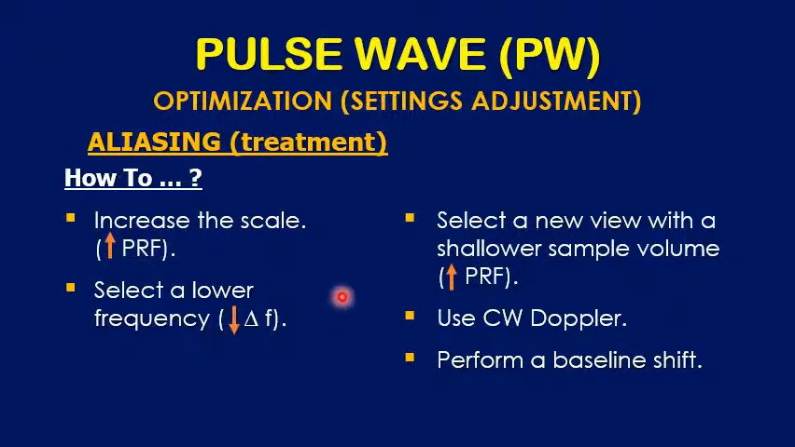What if this didn't help? I believe that if you use continuous wave Doppler, this is the solution for this situation. Many machines have an integrated CW Doppler within the array transducer, so you can use this option. It helps avoid the aliasing. And the last thing, which is not welcomed by many of the authors, is to perform a baseline shift, lowering the baseline.